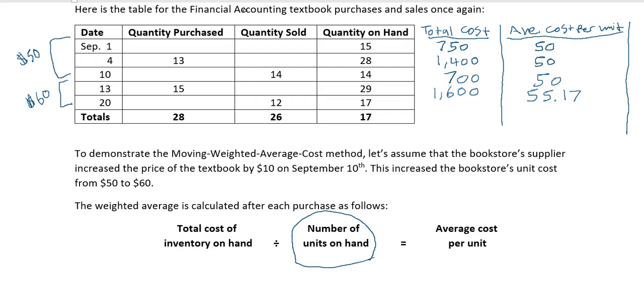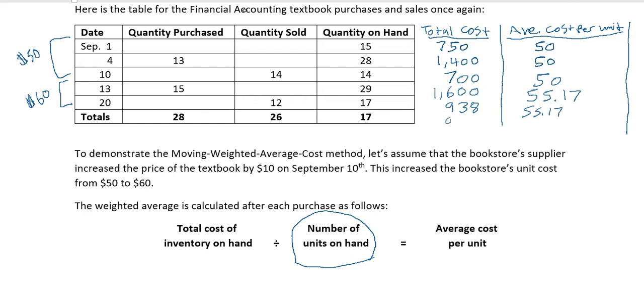Finally, on September 20th, we have one more sale. We sell 12 books. Remember, these books coming out of our inventory are taken out at 55.17 each. So what we have left is 17 units at the end of the month. So we'll just go 17 times 55.17. And after rounding, we get 938 as our total cost. Our average cost per unit remains unchanged.